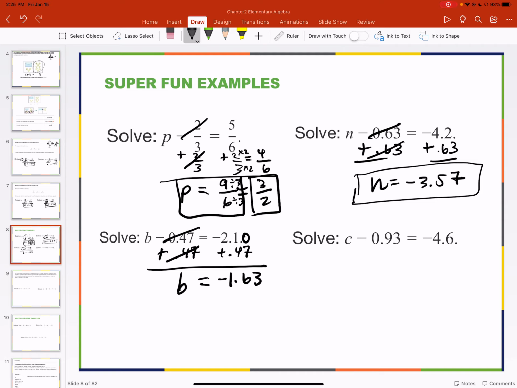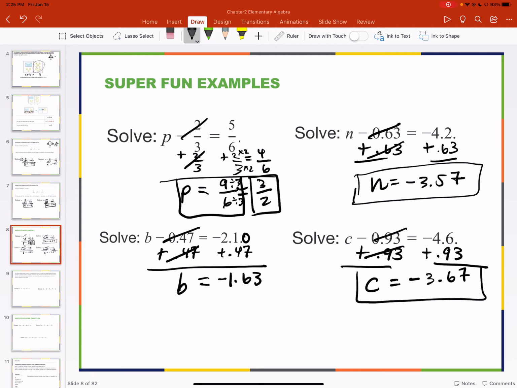All right, so let's continue here. We would do the same thing. So see the pattern? These are called one-step equations because it just takes one step to solve them, okay? So here we have negative 4.6 plus 0.93, so that's the same as subtracting, okay? And then you would get a negative answer, negative 3.67, okay? All right.